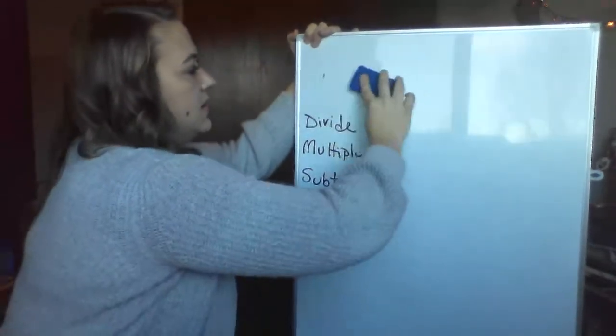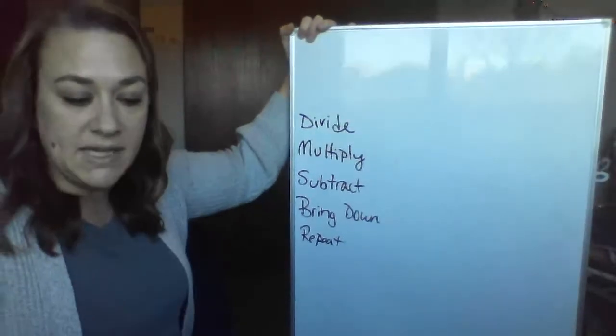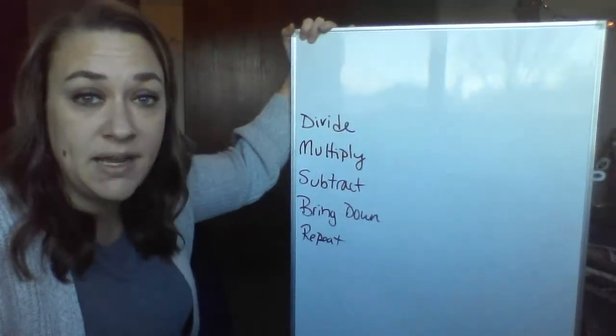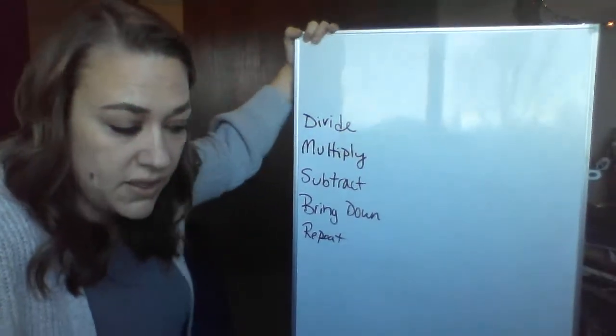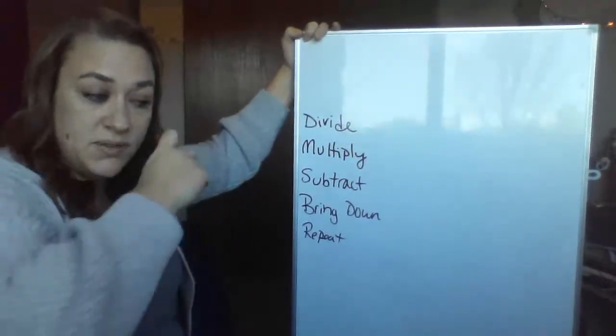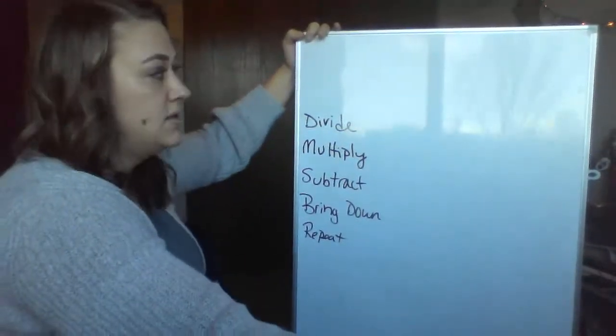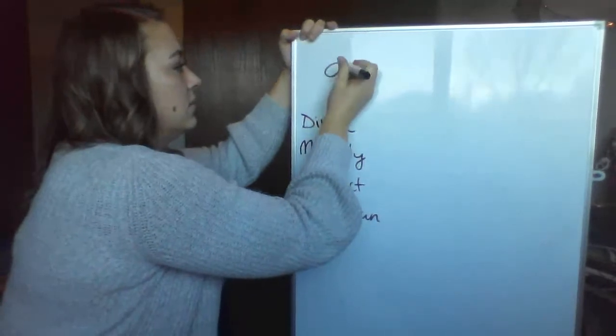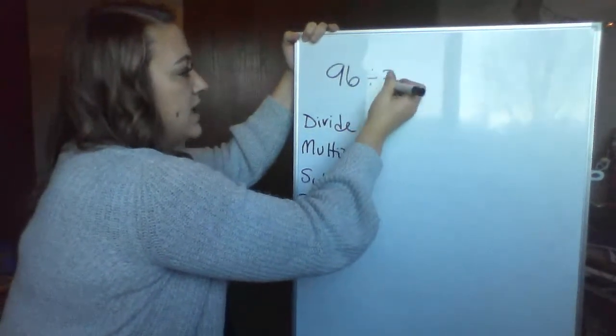Now, when you first look at this, you're going to say, oh my gosh, that looks so confusing. It won't always be. Okay, it's going to get easier and easier as you go. Repetition, we got to do it lots. All right, so let's do 96 divided by 3.